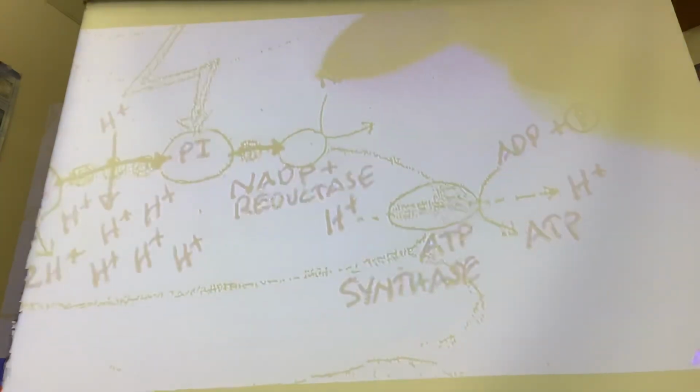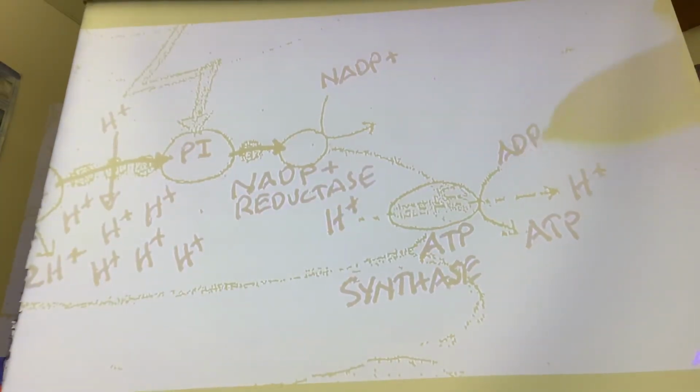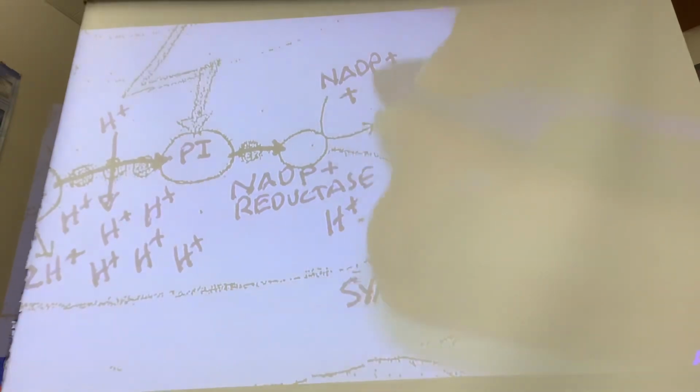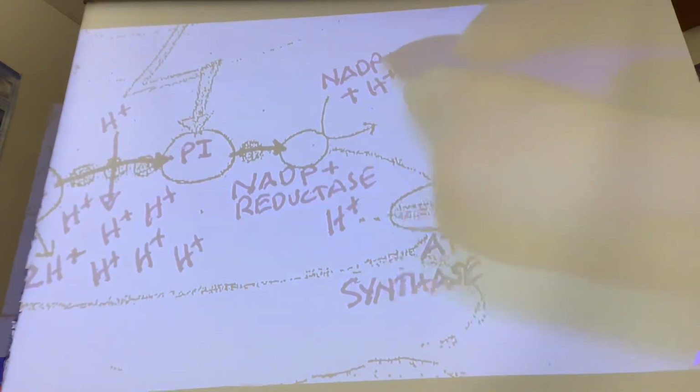So this is a recycled molecule, just like ADP. ADP is a recycled molecule. It's going to make ATP, the ATP is going to get used, and then we've got ADP left over, and then we're going to make more ATP. Okay? So the NADP plus, we're going to add to it a proton.